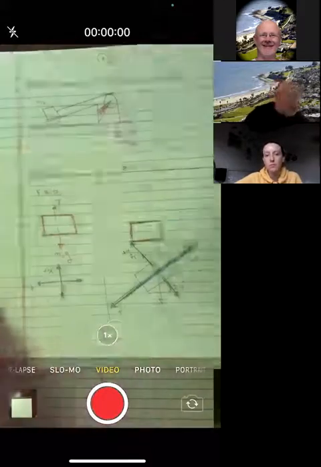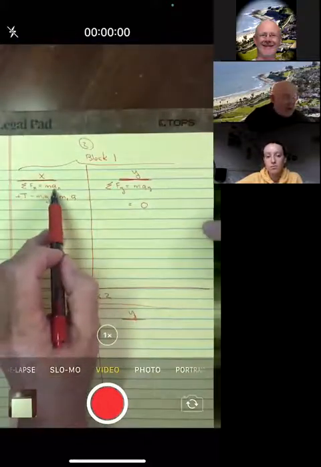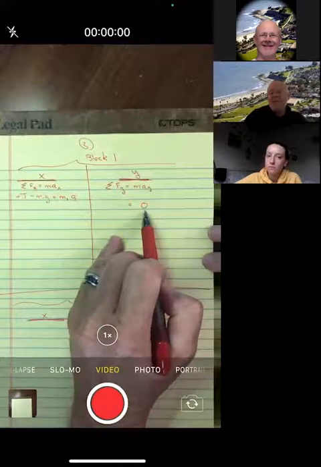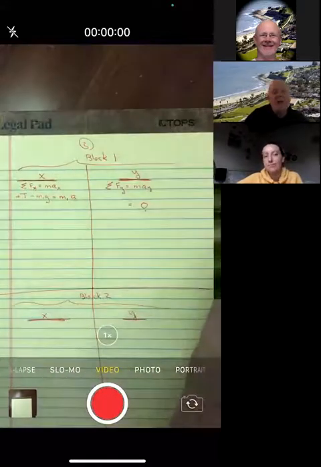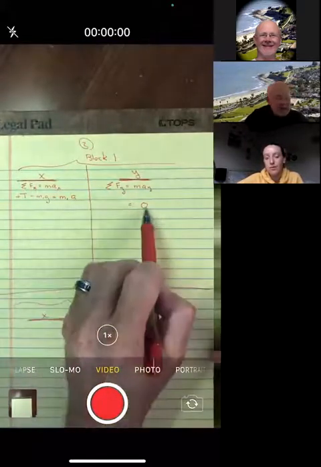So I'll say it again. That's why I kept saying, set up your axes in the direction it accelerates, because the AX just becomes A and AY just becomes 0. And those are easier equations than things that have A sine theta and A cosine theta.